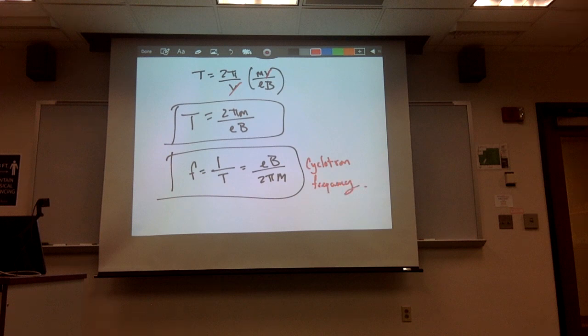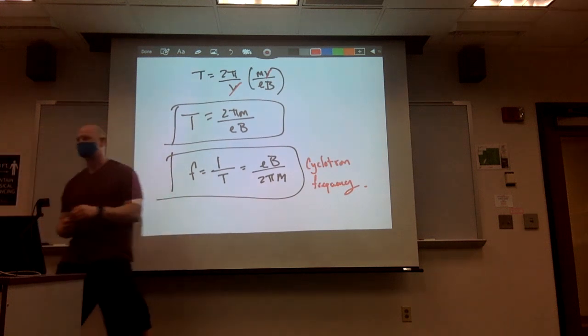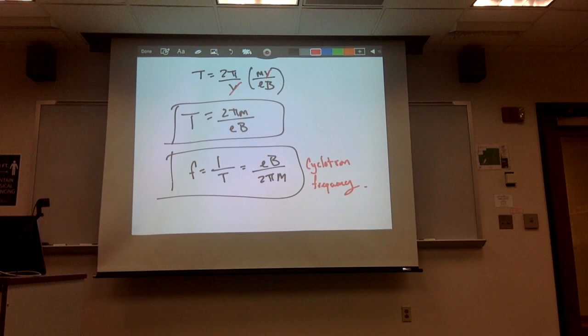So the cyclotron frequency, in this case, is simply dictated by the charge, the mass, and the external magnetic field, not how fast the object is actually going.